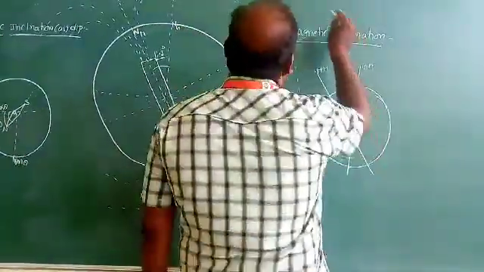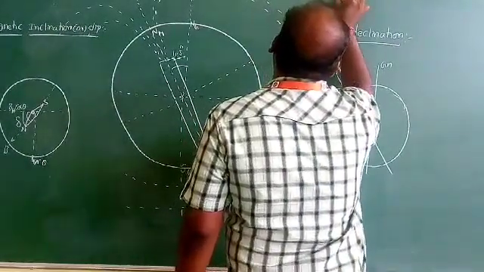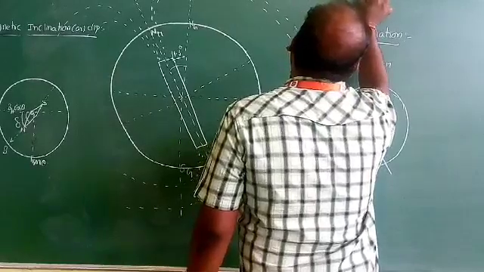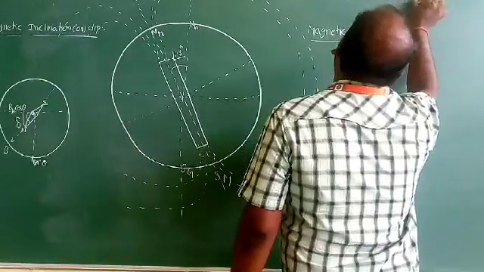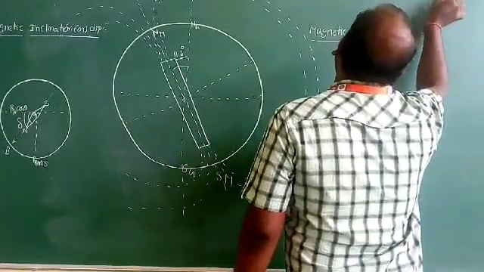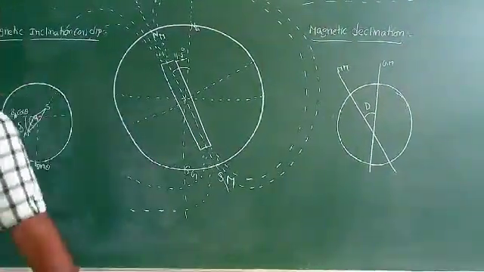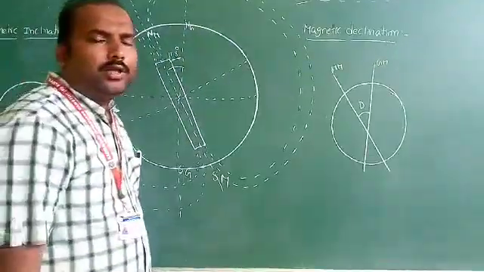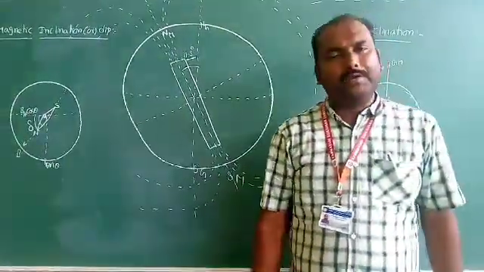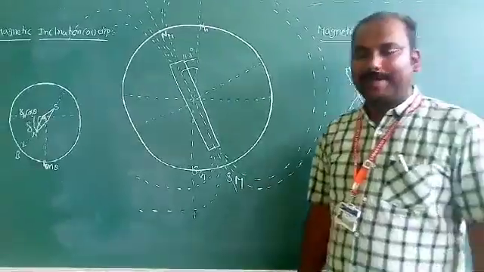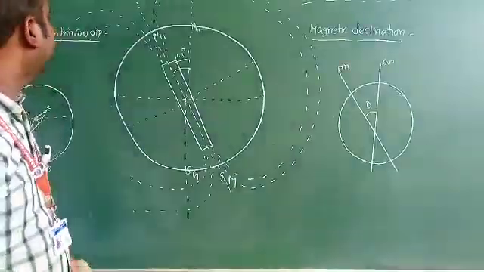And the third quantity, the horizontal component of Earth's magnetic field, that is BH. It is defined as the total intensity of the magnetic field in the horizontal direction in the magnetic meridian. That we call the horizontal component of Earth's magnetic field. It is represented by the symbol BH.